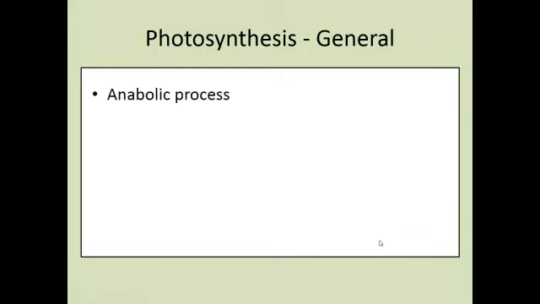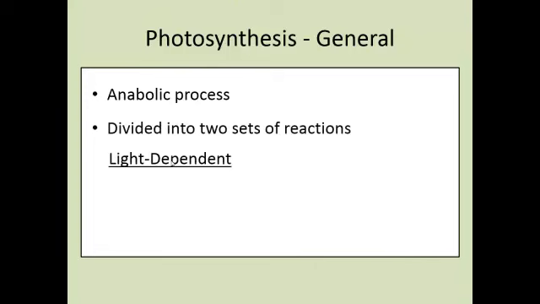Photosynthesis is an anabolic process. Remember, we're taking smaller molecules, making bigger molecules out of them, that uses light as the energy for the process. So it can be divided into two sets of reactions. We have our light-dependent reactions, which directly use light energy, and then we use the light-independent reactions, which use the energy generated from the light-dependent reactions. So in the light-dependent reactions, we generate ATP and NADPH.